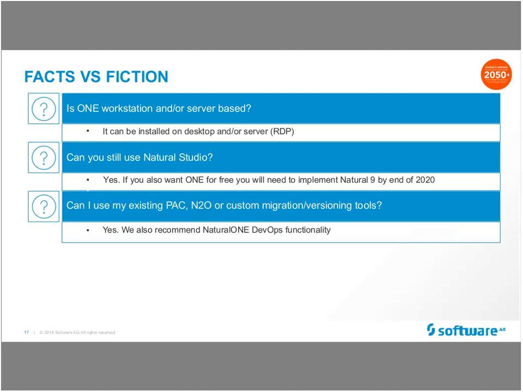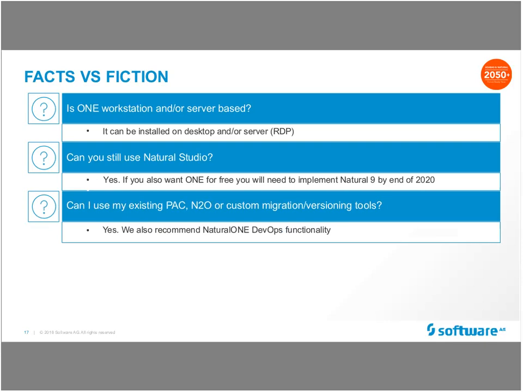Can I use my existing pack, N2O, or custom migration versioning tools? Yes, there's no change to that. You're going to be moving your code, if you're using pack or N2O, down into your development F user per se, and then your Natural development server will be mapped to that F user. And once it's ready to go back to production per se, you would just go through your normal pack, N2O or your custom migration tools.